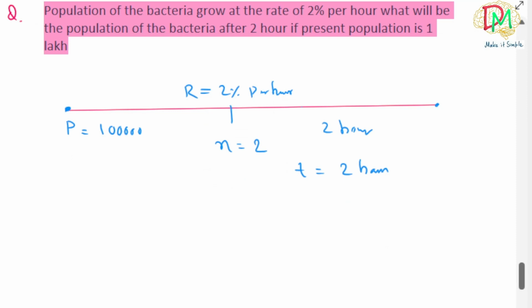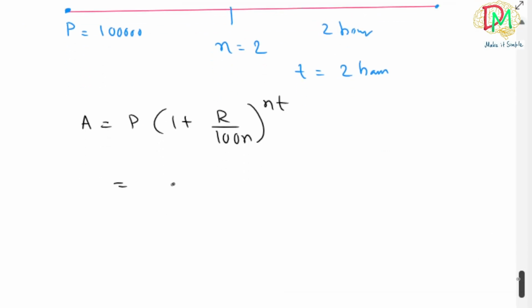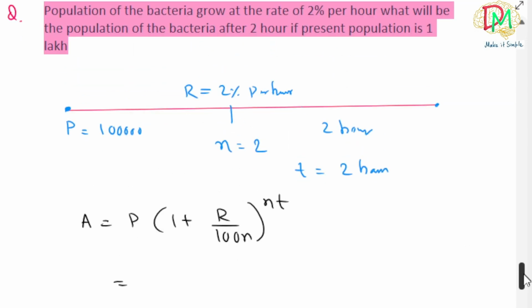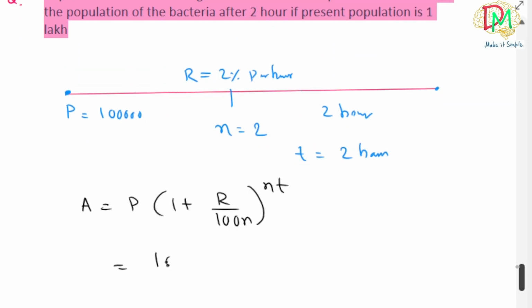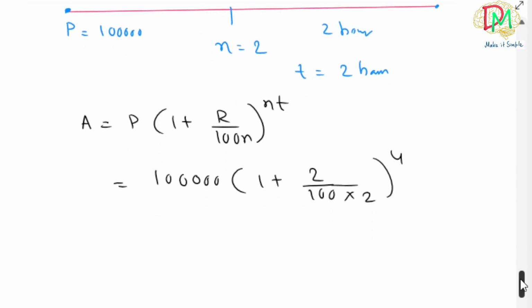So what is the formula? A is equal to P into 1 plus R by 100 n to the power nT. Clear? Now put the value. P is equal to 1 lakh and 1 plus R is equal to 2%. So just put R here, then it is 100, and n is 2, and here n is 2 and T is 2, so nT is 4. Clear?